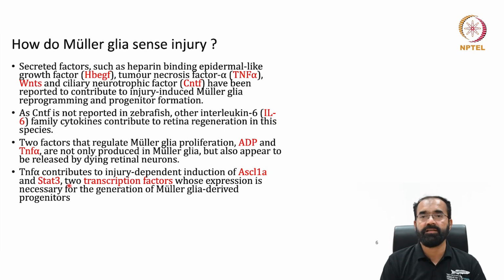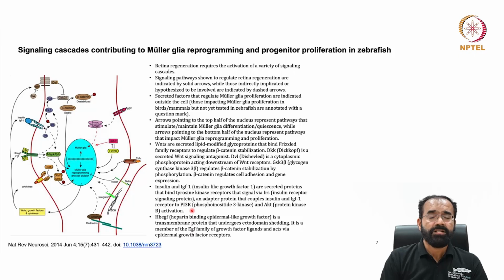STAT3 gets phosphorylated and gets into the nucleus and activates lots of genes, whose expression is necessary for the generation of the Muller glia derived progenitors. So this picture depicts the various signaling cascades that contribute to Muller glia reprogramming and progenitor proliferation in zebrafish. One point is that retinal regeneration requires the activation of a variety of signaling cascades, which I already told you.